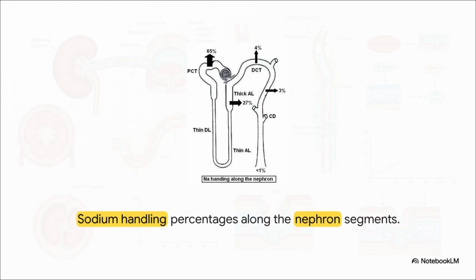Okay, let's dive into exactly where all that sodium is going. It's absolutely crucial to know these numbers. In the proximal convoluted tubule, a massive 65% of filtered sodium is reabsorbed right off the bat. Moving down the loop of Henle into the thick ascending limb, we get another 27% reabsorbed. Now, by the time we hit the distal convoluted tubule and the collecting duct, we're dealing with single digits, 4%, 3%, and finally less than 1% actually excreted. But don't let those small distal numbers fool you. That is precisely where the final, highly regulated fine-tuning of your body's sodium balance takes place.